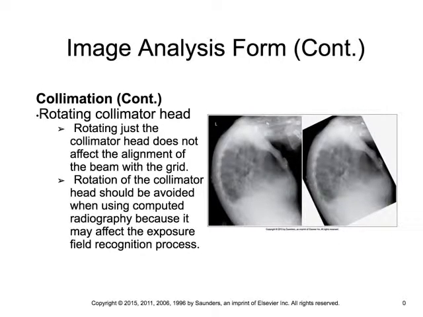Now here's another no-no that comes over from the world of film that simply doesn't work with digital systems. We used to rotate the collimator head. Rotating the collimator head doesn't affect the alignment of the beam with the grid, which is interesting. The beam is not going to cause a grid artifact or something like that, but it should be avoided when we're using computed radiography and DR, because it can affect the exposure field and the histogram analysis process. We might get some kind of histogram analysis error here.